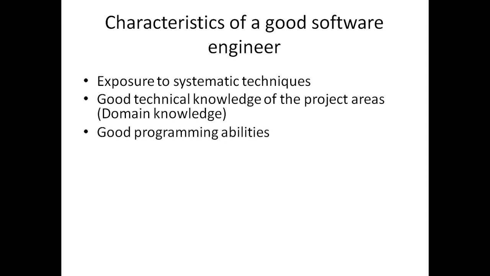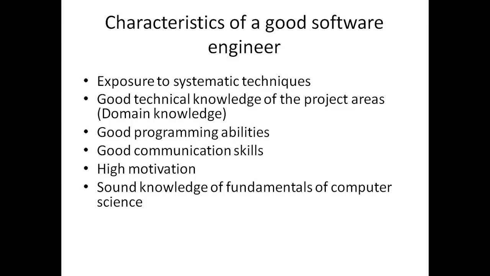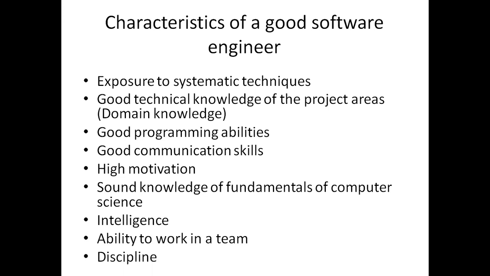Then good programming ability should be there, and he should have good communication skills, that is, oral, written, and interpersonal skills should be there. Then high motivation should be there, sound knowledge of fundamentals of computer science, then intelligence, ability to work in a team, discipline, like that it goes on. So these are some of the characteristics that a good software engineer should possess.